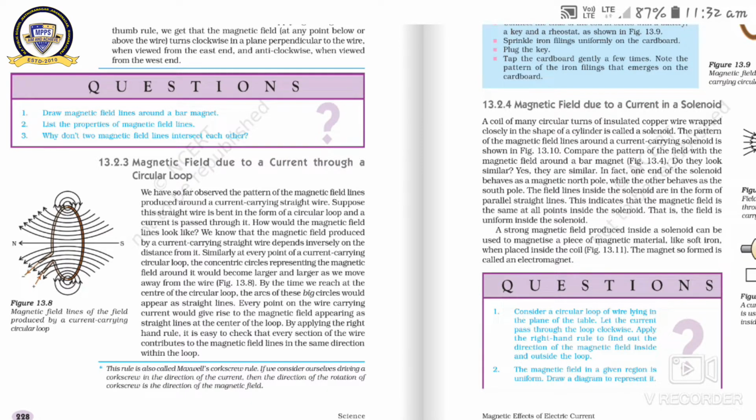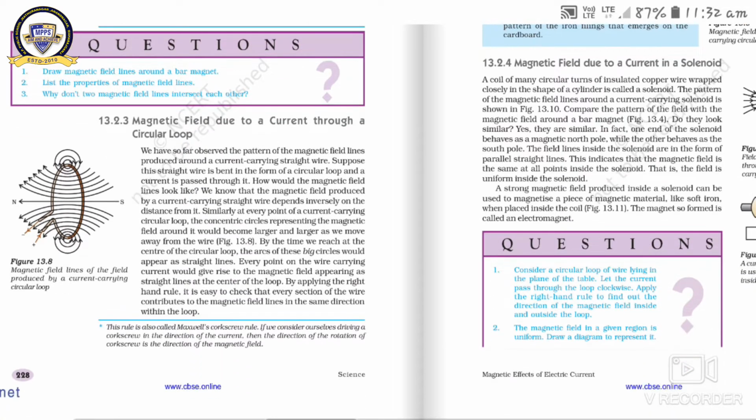We know that the magnetic field around a straight current carrying conductor is in the form of concentric circles around the straight conductor. We know that the magnetic field produced by a current carrying straight wire depends inversely on the distance from it. Depends inversely on the distance means if we move away from the wire, the magnetic field intensity decreases.